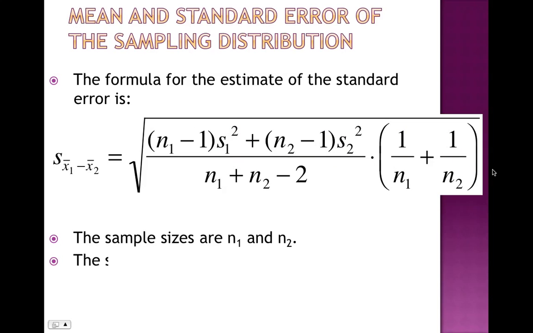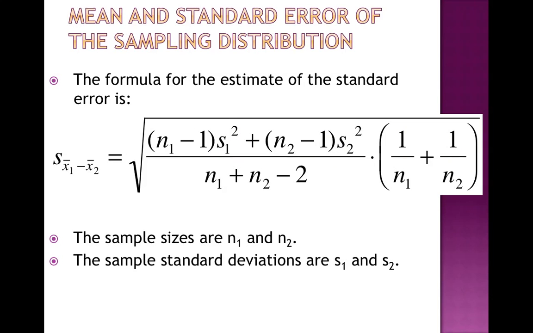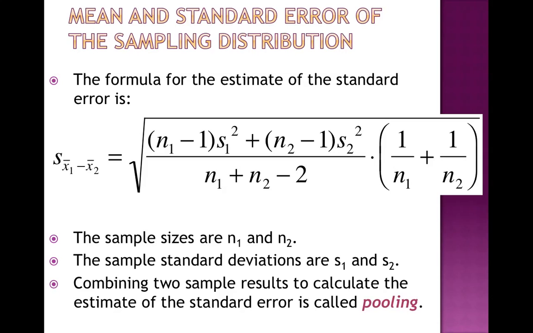The sample sizes are n1 and n2. The sample standard deviations are s1 and s2. And combining the two sample results to calculate the estimate of the standard error is called pooling. I'm showing this formula now, but later on we are going to use our calculator to get this number, so we're not going to have to utilize the formula here. We do have to take note of the fact that we are going to use pooling. So we're using both sample 1 and sample 2 to get the standard error, and when we get to the calculator we do have to indicate that we're going to use pooling.